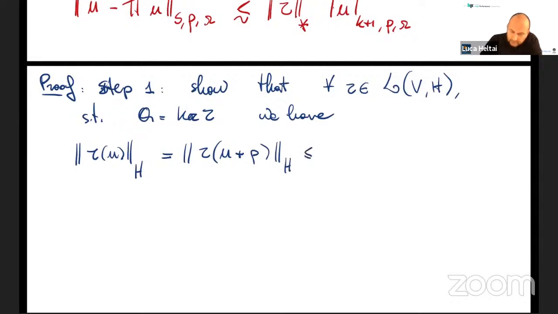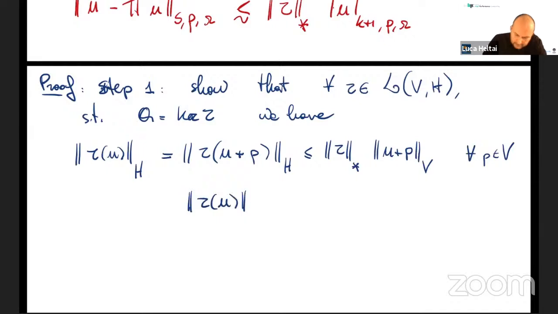And of course, this is more or equal than the operatorial norm of tau times the norm of U plus P in V, by the definition of tau being a linear operator. And by definition, that means it's bounded, and this is the actual norm of the linear operator. And of course, this is to be valid for any P in capital P. Okay. So what I'm saying here is that this is a general property.